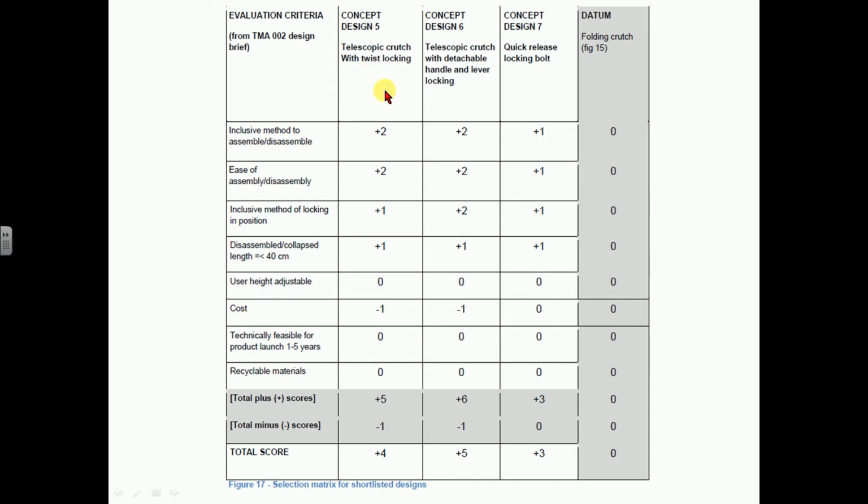What they could have done is a little cartoon drawing, because I've got quite a bit of space here, so maybe have a little cartoon drawing of what those 5, 6 and 7 concepts were. So incorporate maybe drawings onto your evaluation chart.